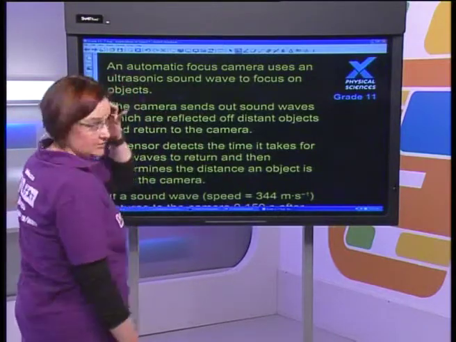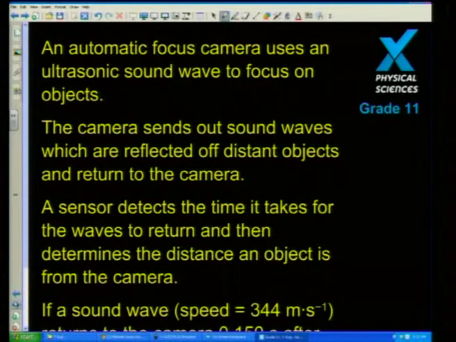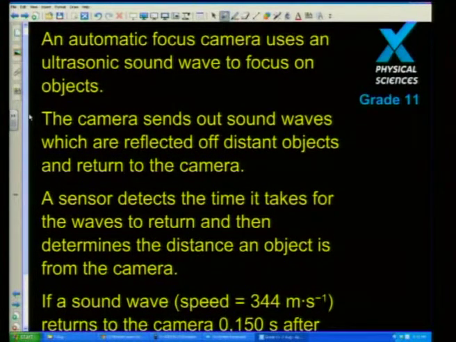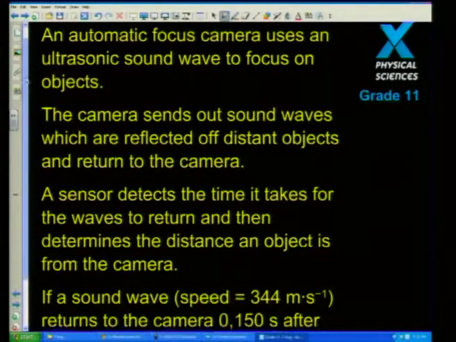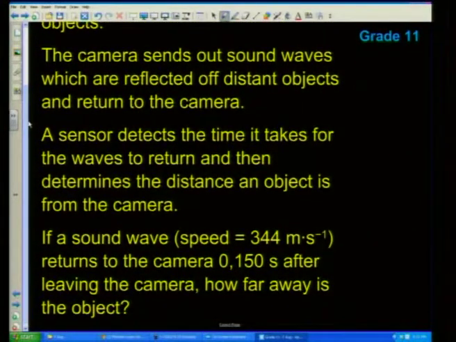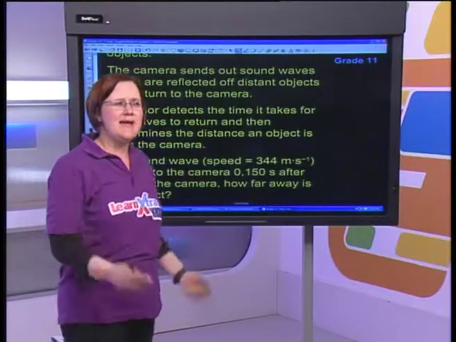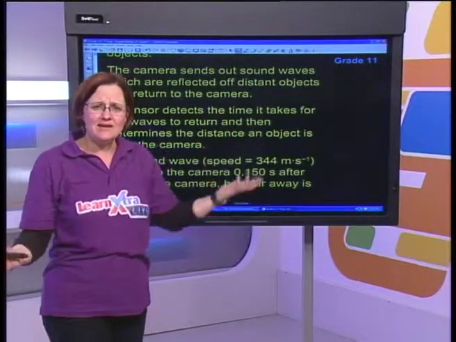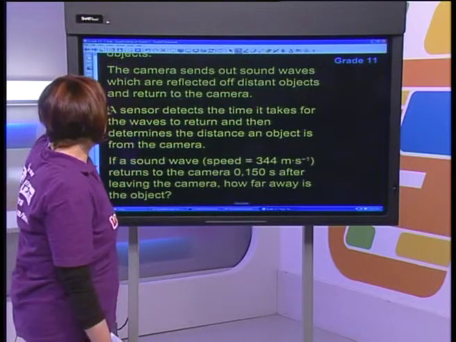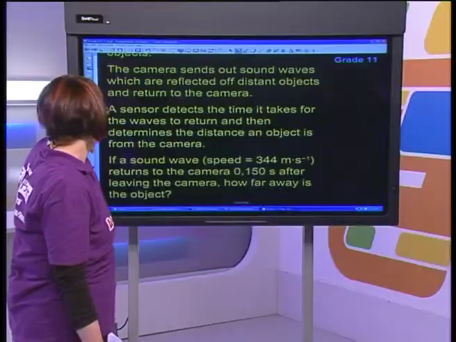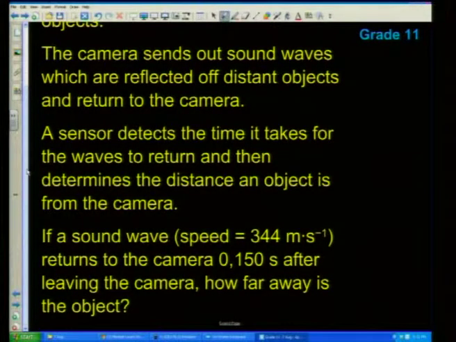An automatic focus camera uses an ultrasonic wave to focus on an object. I didn't know that. Ultrasonic means you can't hear it, by the way. It's very, very high-pitched. The camera sends out sound waves which are reflected off distant objects and returned to the camera. Have you ever wondered how the camera automatically focuses for you? A sensor detects the time it takes for the wave to return and then determines the distance an object is from the camera.